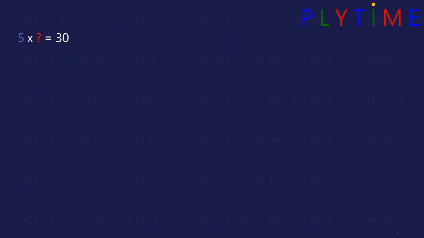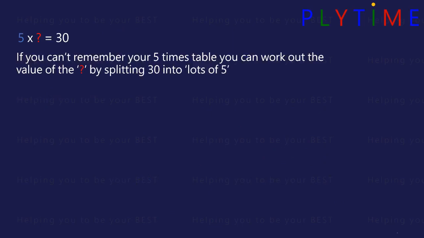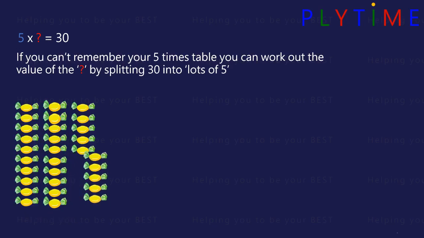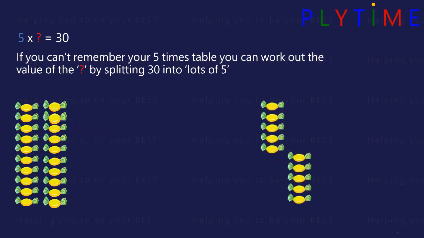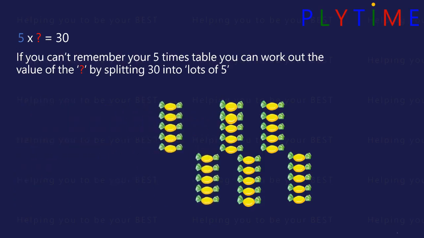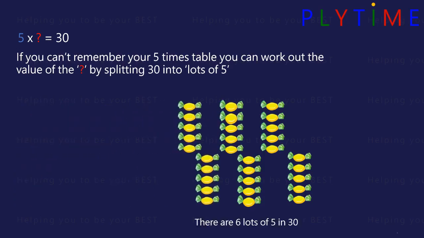5 times something equals 30. If you can't remember your 5 times tables, you can work out the value of the question mark by splitting 30 into lots of 5. Here we have 30 sweets. 1 lot of 5, 2, 3 lots of 5, 4 lots of 5, 5 lots of 5, 6 lots of 5. There are 6 lots of 5 in 30. So our question mark equals 6.